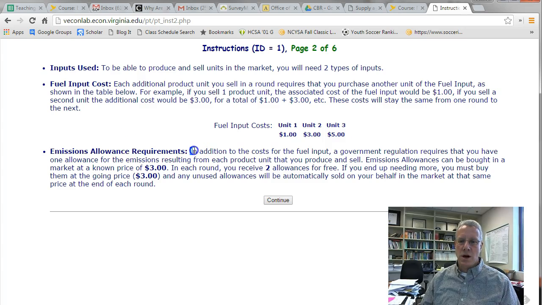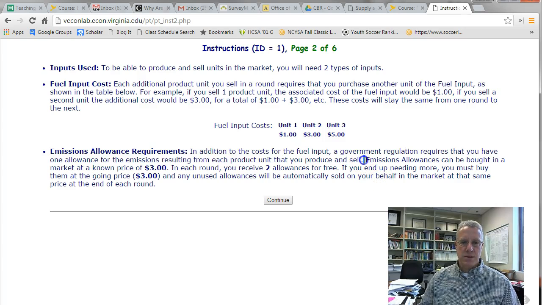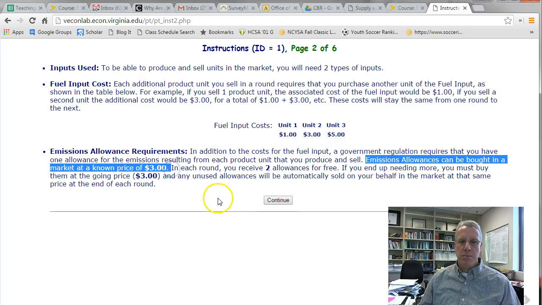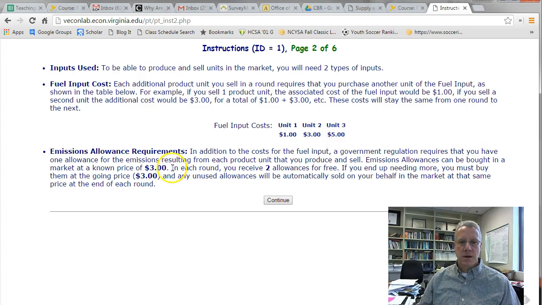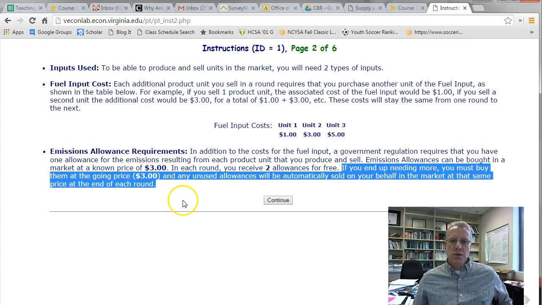Okay, in addition to the cost for the fuel input, a government regulation requires that you have one allowance for the emissions resulting from each product unit that you produce and sell. Emissions allowances can be bought in a market at a known price of $3. In each round, you receive 2 allowances for free. If you end up needing more, you must buy them at the going price of $3, and any unused allowances will be automatically sold on your behalf in the market at that same price at the end of each round.